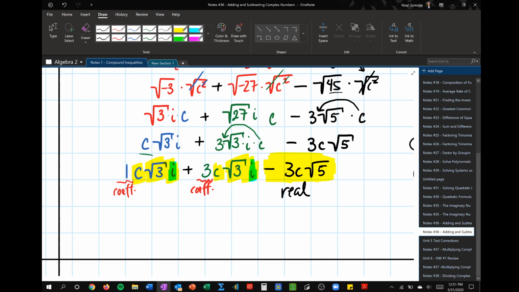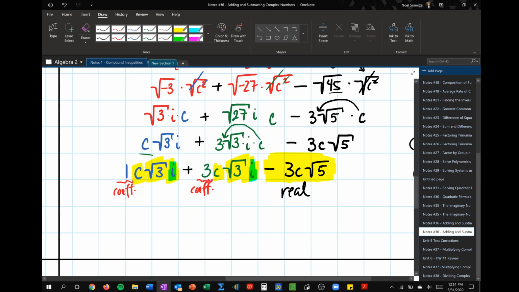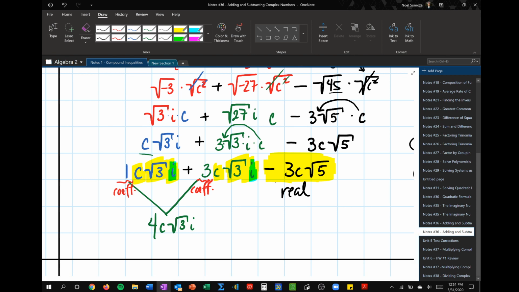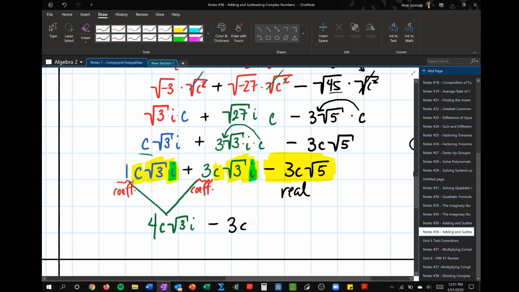Which means what can you do with those coefficients now? You can take 1 and add it with the 3 and you get 4. For what? For C root 3 I. Then you can bring down the real number. That real number was never going to combine with the other ones because the reals and the imaginaries don't mix. They have to stay separate. So now we have minus 3c root 5.